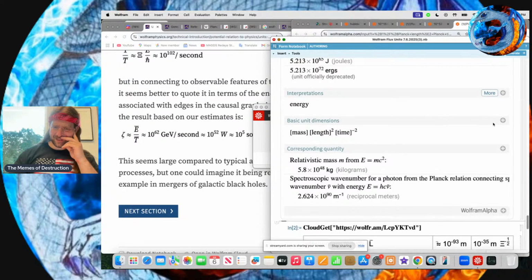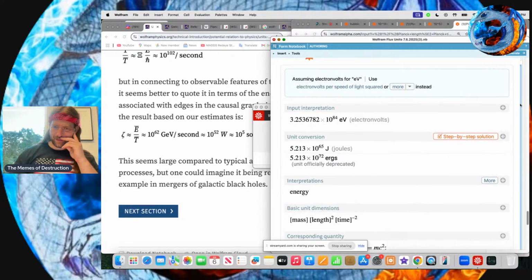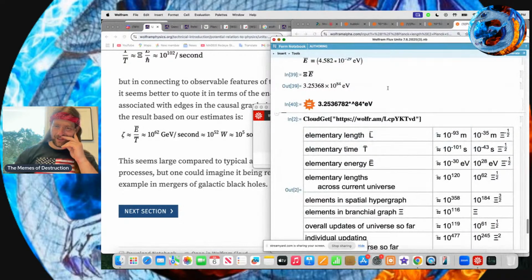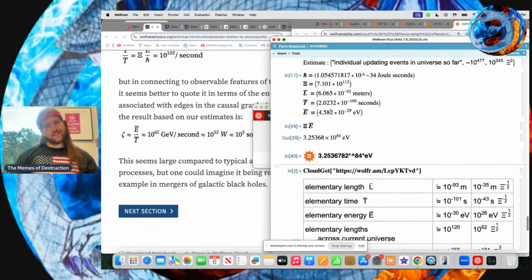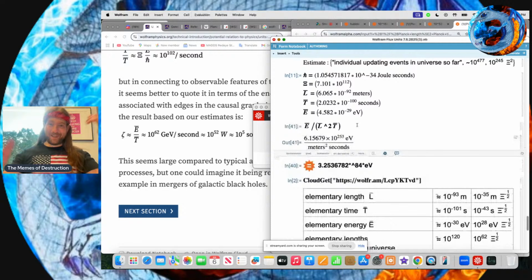So, the Planckian relation. Okay, so it looks like the inverse of our estimate of elementary length. Oh, you just literally do the same dimensional thing that I just did. Okay, so that's going to be elementary energy divided by the elementary length squared times the elementary time, right? Okay. Let's see what happens.